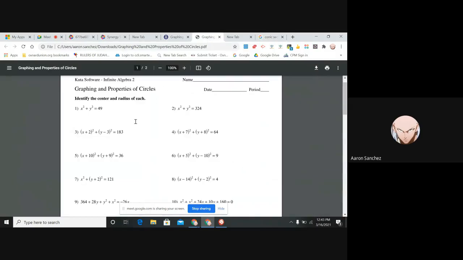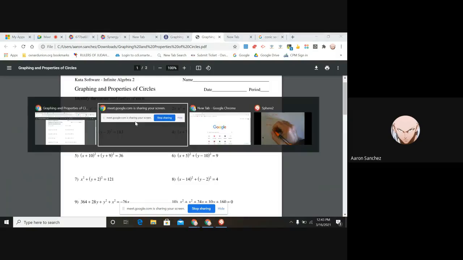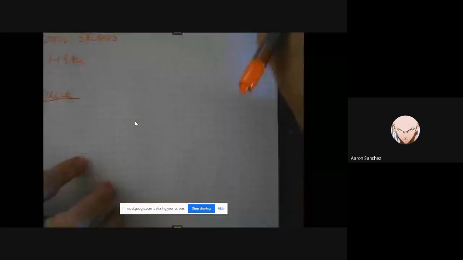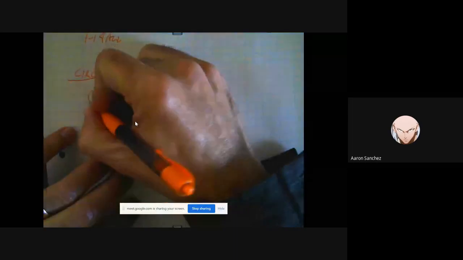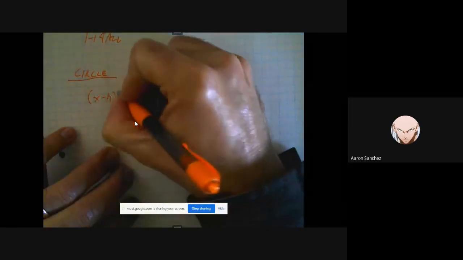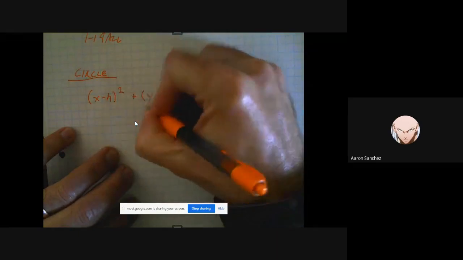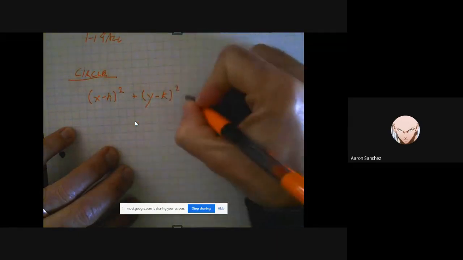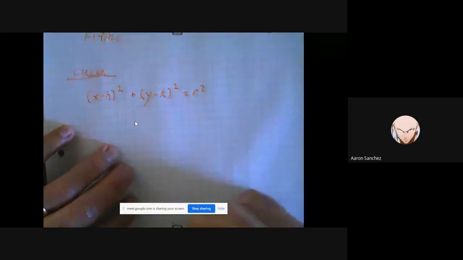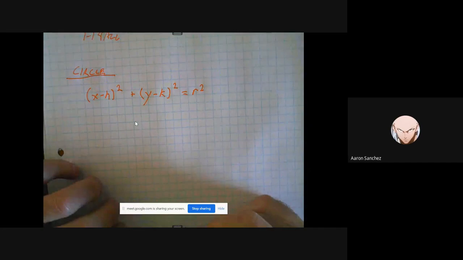Well, first of all, let's identify the centers of these circles and the radius. Let's first talk about the conic section of a circle. Okay, here's the equation of a circle. The equation of a circle is this: x minus h squared plus y minus k squared equals the radius squared. So write that down. That's the equation of a circle. That's all you got to do. That's it.